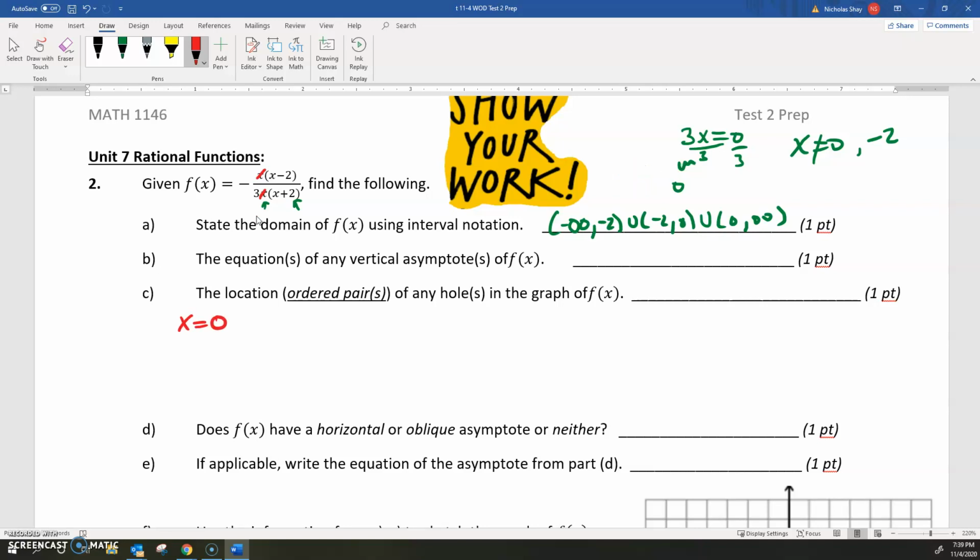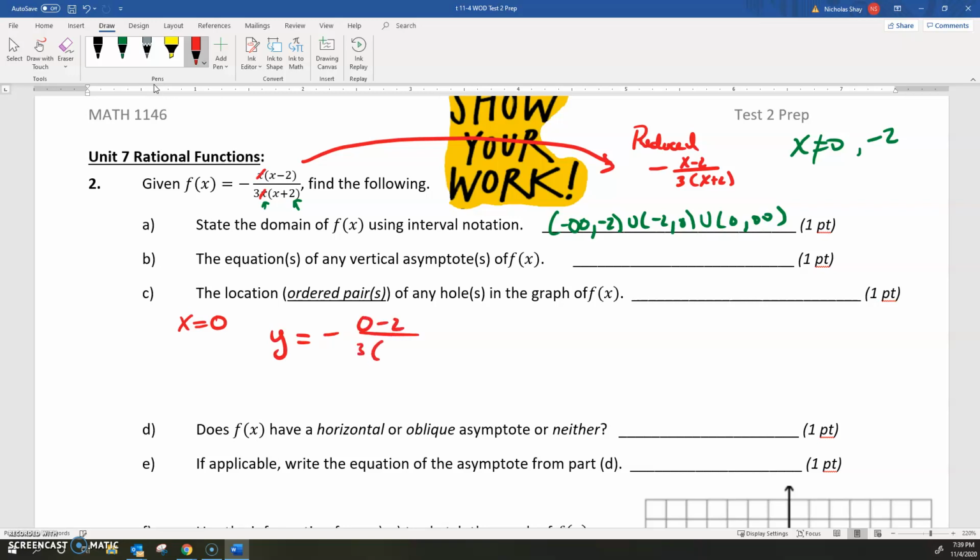Now, from that point, I'm going to get rid of my number line over here. We're going to be working with a new reduced form of the function, which is going to be -x minus 2 over 3x plus 2. Now, we know that the hole is at x equals 0, but we need to find the y value of the hole. To find the y value of the hole, we substitute into the reduced form of the equation. So y is equal to -0 minus 2 over 3 times (0 plus 2).